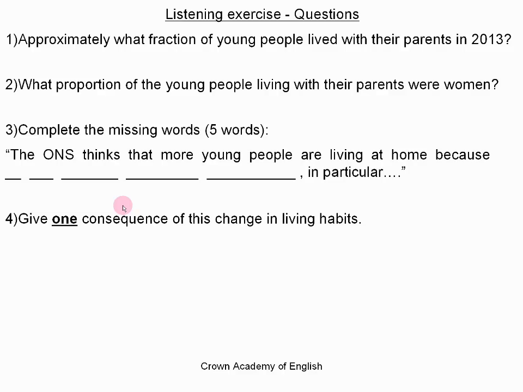Northern Ireland has the highest proportion of young adults living with their families at 36%. The ONS says that a possible reason is that Northern Ireland is smaller than other parts of the UK, and so it is easier to commute to university or work. The ONS thinks that more young people are living at home because of the current economic problems, in particular the high cost of buying a house.